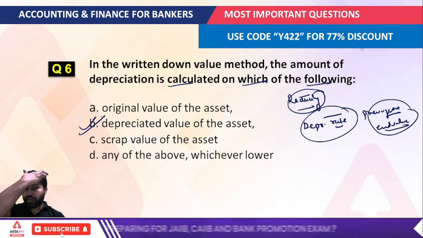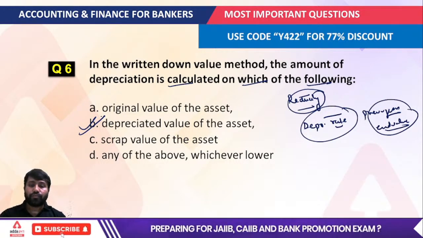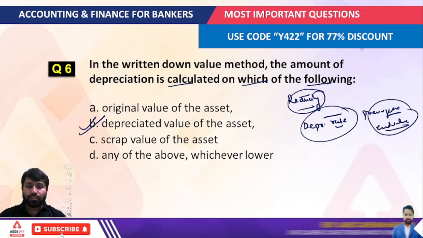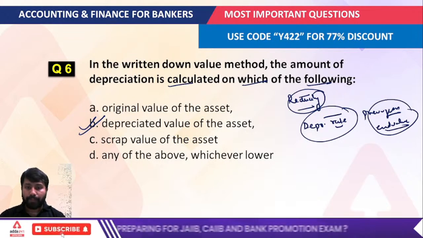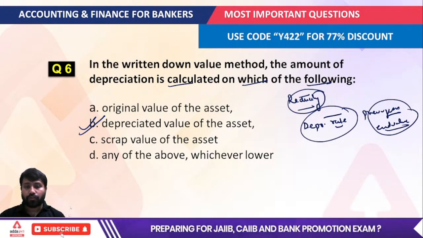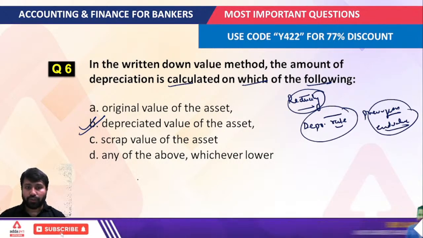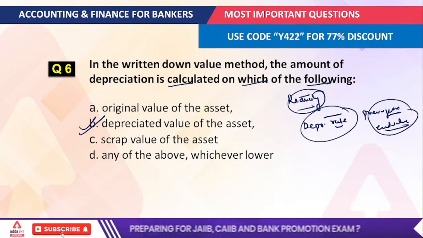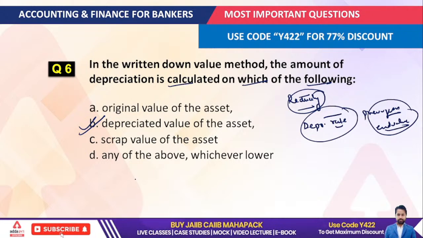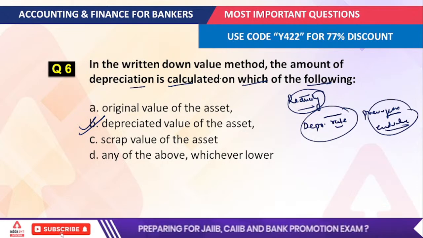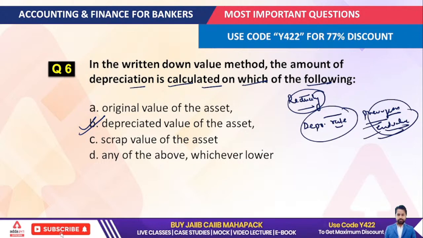So in the written down value method, the amount of depreciation is calculated on which of the following? You have to understand the correct answer would be the depreciated value of the asset, right? This is how you have to solve the questions in the examination also. I hope it is understandable for everyone. The correct answer should be the depreciated value of the asset, because the amount of depreciation is calculated on the previous year end value. This is how we have to solve the questions.